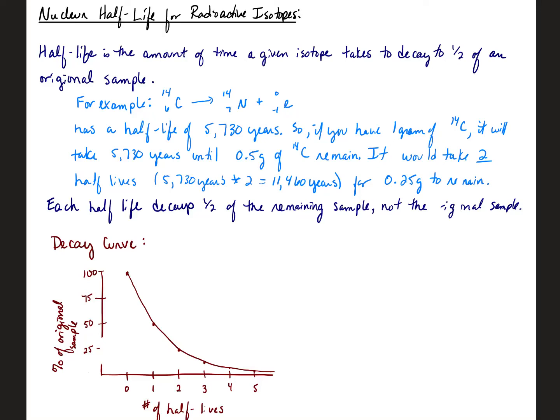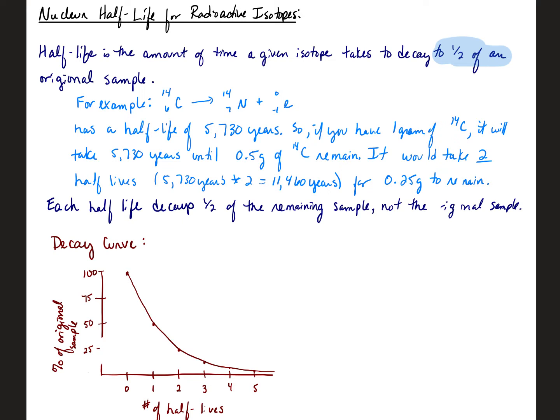So next we're going to discuss nuclear half-lives of radioisotopes. This gives us a little bit of an insight as to how to measure when radioactive decay occurs. Half-lives are the amount of time that it takes a given isotope to decay to 1/2 of its original sample.